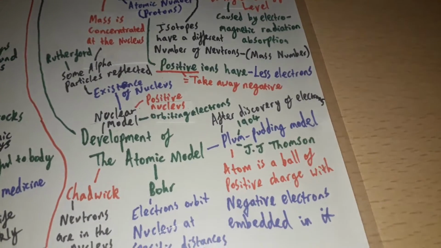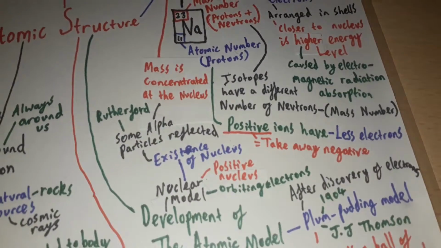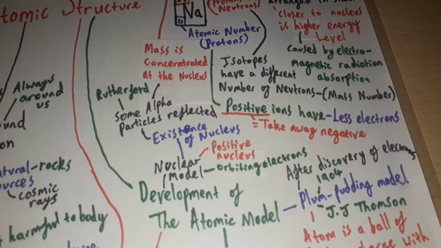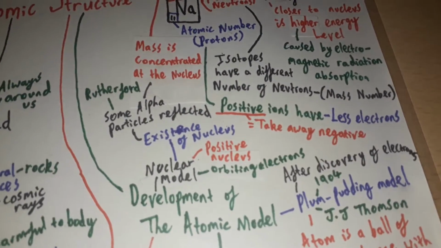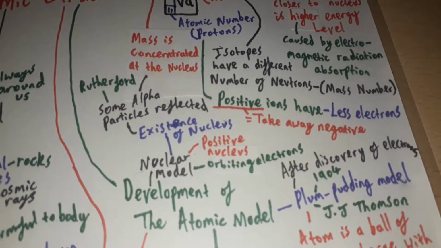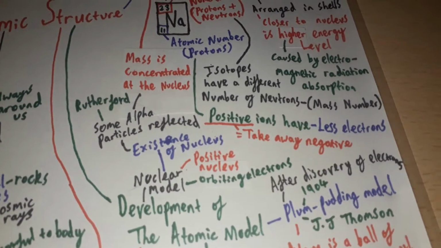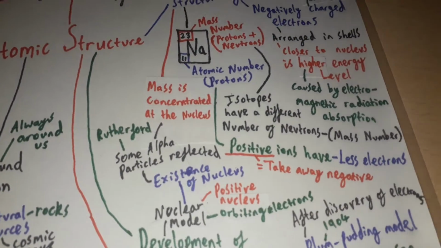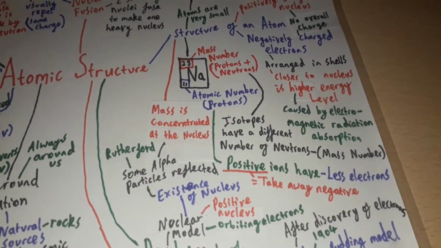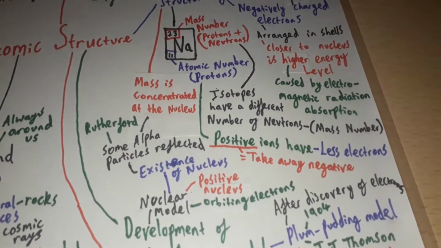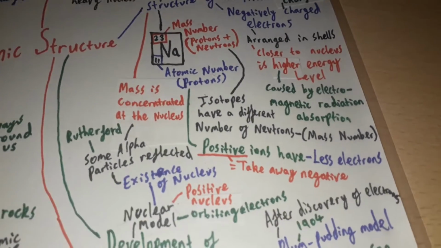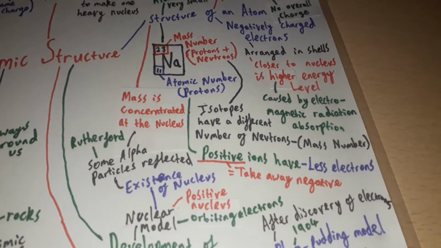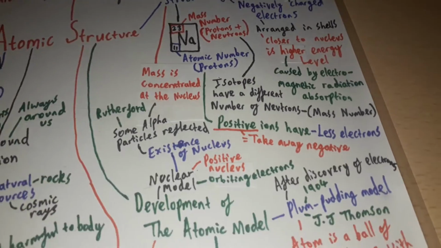So next we found out the nuclear model, and that this proved that there was the existence of a nucleus, and that the nucleus was positive, and that electrons orbited around this nucleus. We found out this because Rutherford did this experiment and he found that some alpha particles, when he fired them at an atom, were reflected, but only a small amount of them. So he decided because of that, mass must be concentrated in the middle of an atom, which means there must be something there, which he found out to be the nucleus.